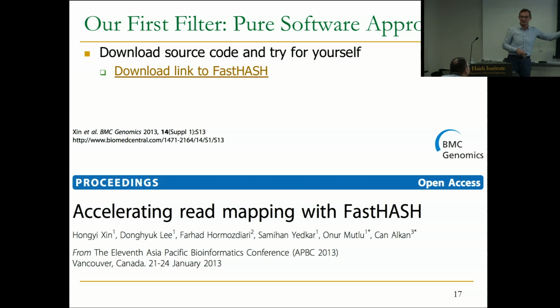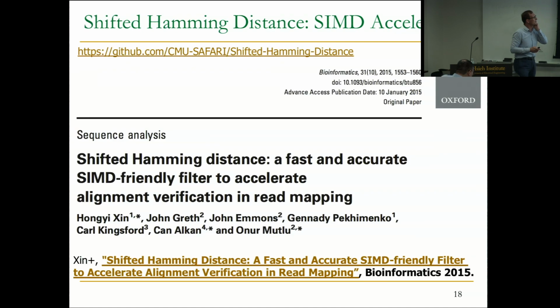Our first filter was actually a software-based filter. All of the source code is available online. You can download and try it for yourself. We were exploiting the structure of the human genome to build an index of the genome and test whether the fragment that you're getting from the chopper is matching these locations. By doing very simple tests, you can get rid of a lot of the alignments. And this filter accelerates the read mapping process by about 20x by quickly testing whether you're going to match or not in some particular location.